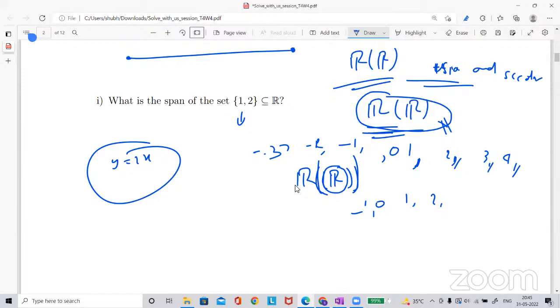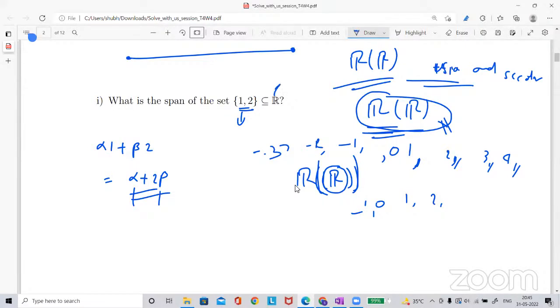I will discuss that. Let's take the linear combination of these two vectors: alpha times 1 plus beta times 2, which is alpha plus 2 beta. Alpha is a real number and beta is a real number. So what will alpha plus 2 beta be? It means any real number can be generated by these two vectors, because alpha is any real number and beta is any real number. If you still have confusion, let's take a vector from this set.